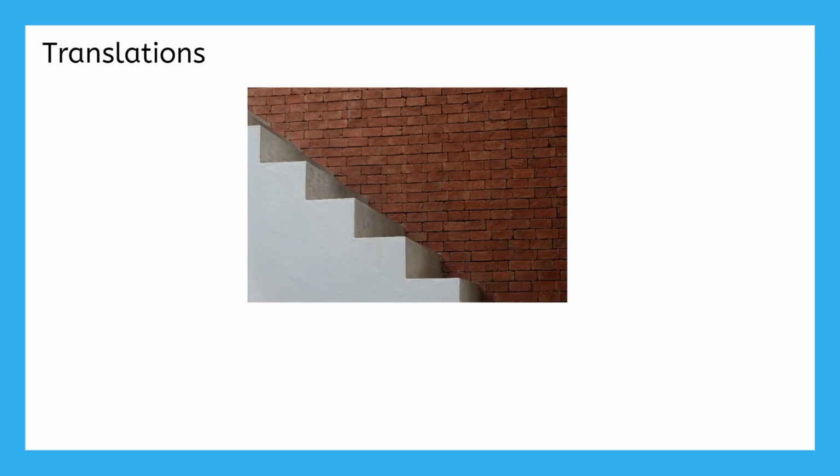Translations are everywhere around us. Take these stairs, for example. They show us a horizontal translation to the right and a vertical translation down. A translation is simply a transformation that moves a figure to a new location by sliding it horizontally, vertically, or both.